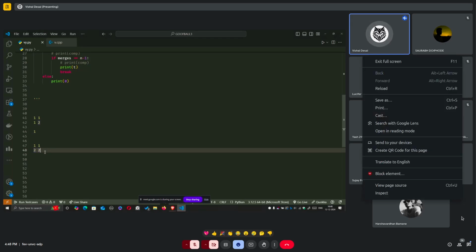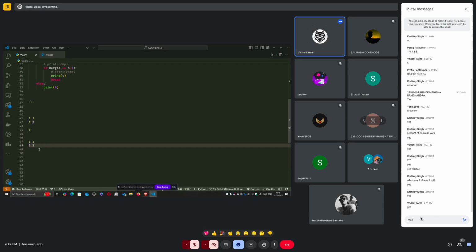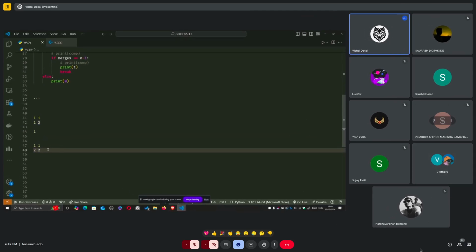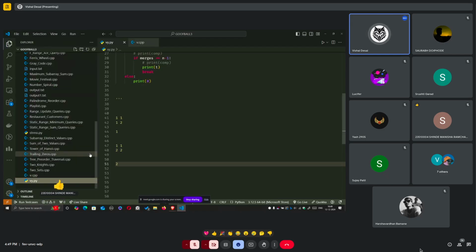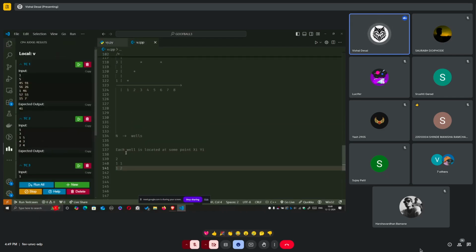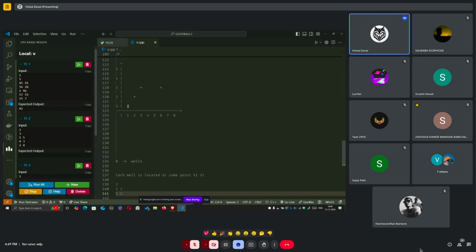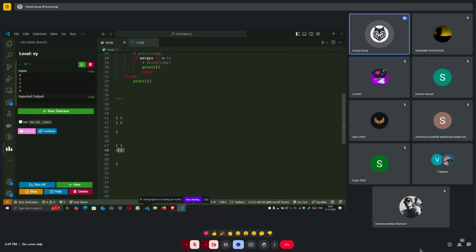What will be the distance between these 2 points? 2. Yes, correct. It will be 2. How? I will explain. Where did I draw it? This will be 1 point. This is 1 unit, and this is 1 unit. Yes or no? So what we basically did was take the maximum of them.